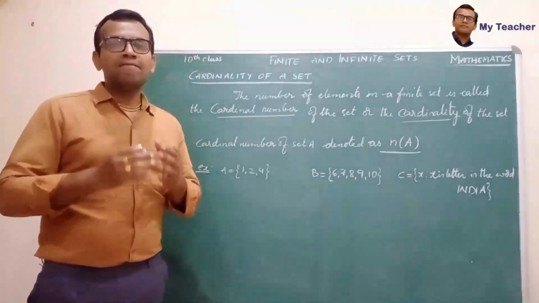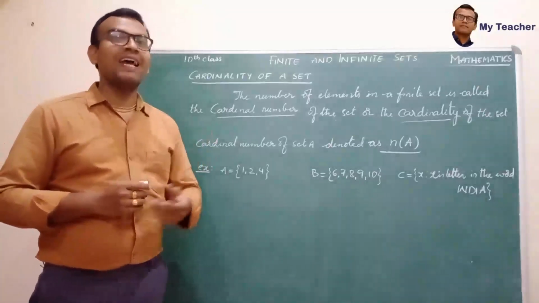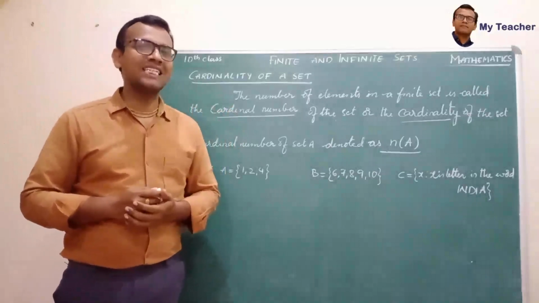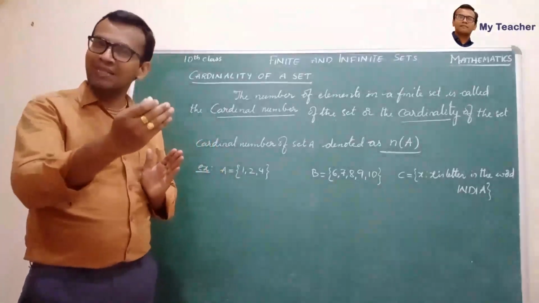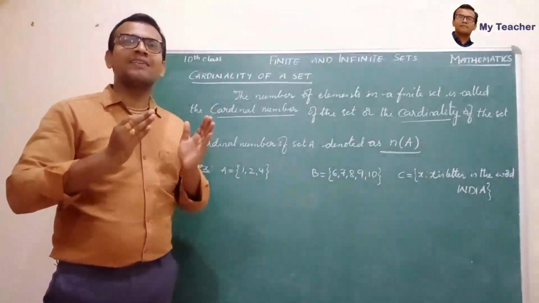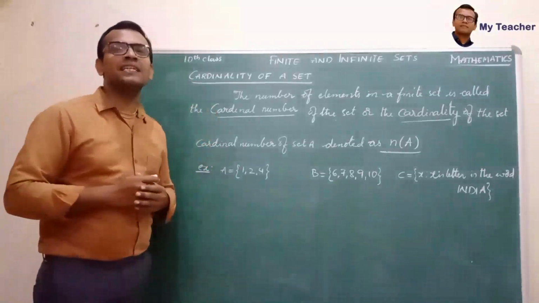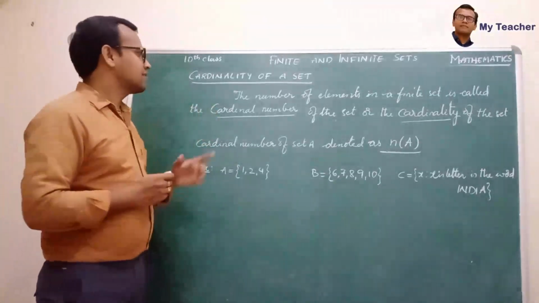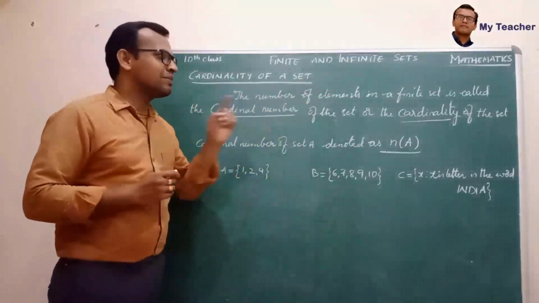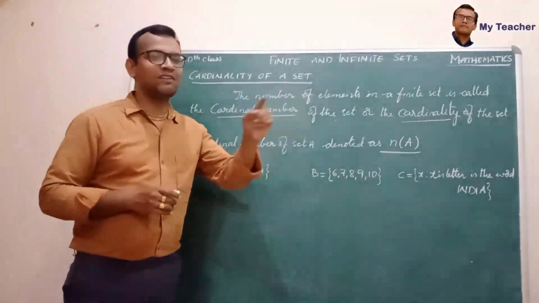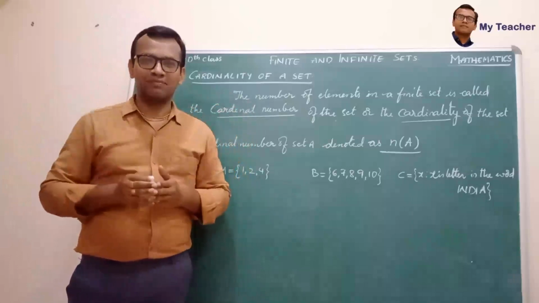Now, the number of elements present in a finite set, a whole number, is the cardinality of the finite set or cardinal number. How many elements are there in a particular set? That number is called the cardinal number. See here how we define the cardinality of a finite set. The number of elements in a finite set is called the cardinal number of the set or the cardinality of the set. So pretty simple. The number of elements of a set is called the cardinal number.